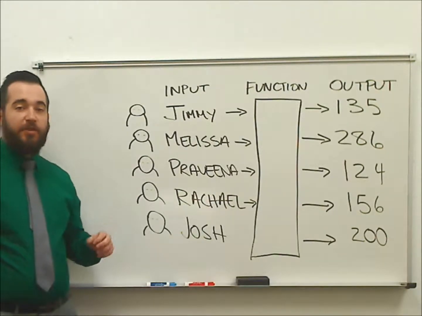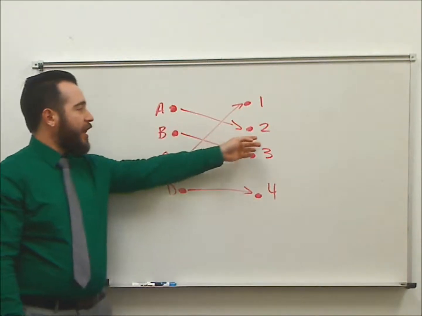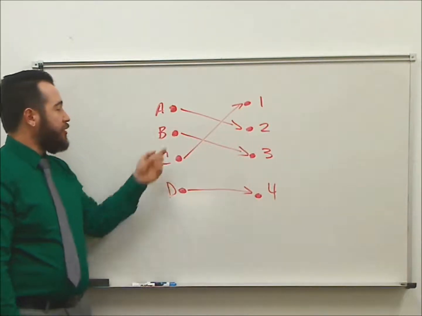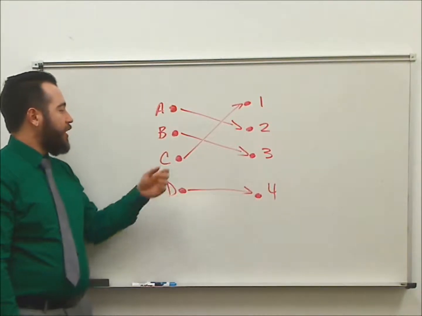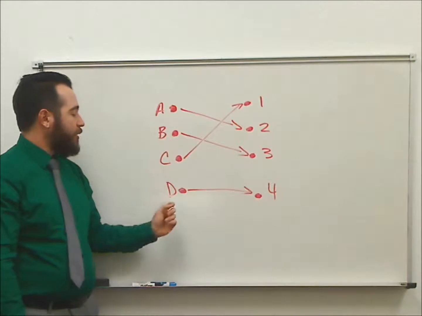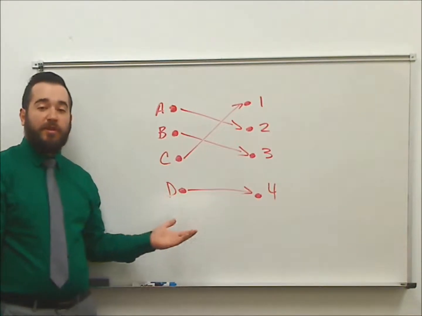To put this in a picture form, look at this. So our function sends A and assigns it the output of 2. Our function takes the input B and spits out 3. Our function takes the input C and spits out 1, and D and spits out 4. So there's how you could represent a function.